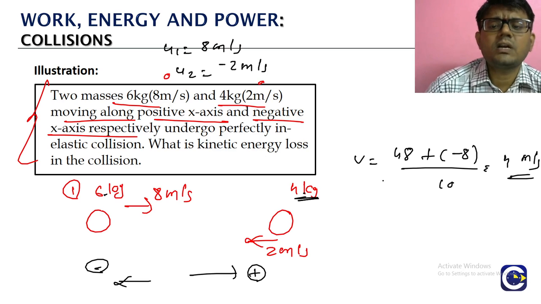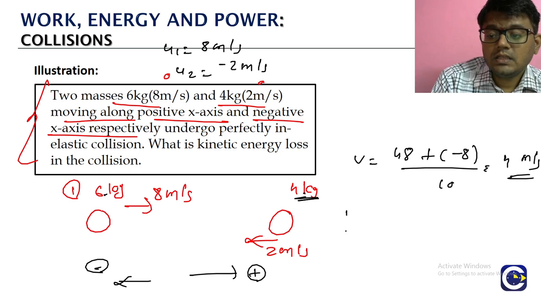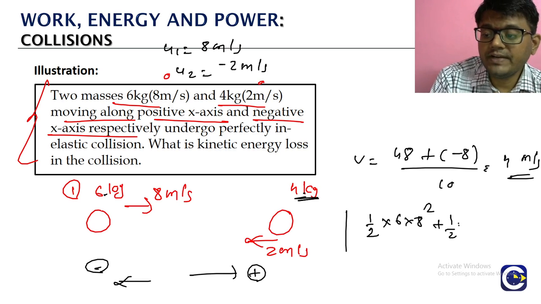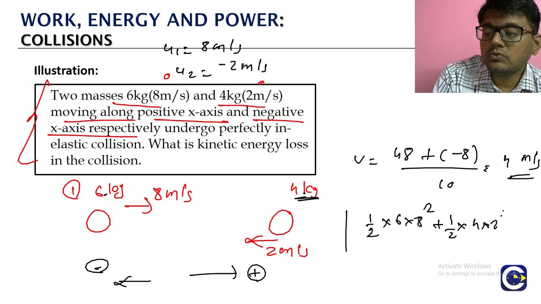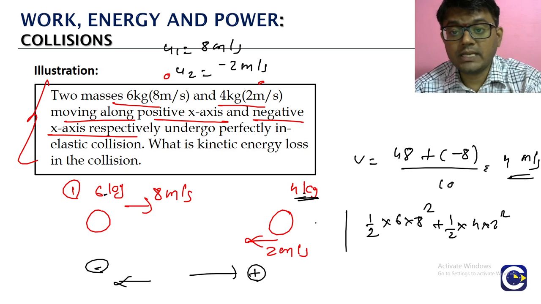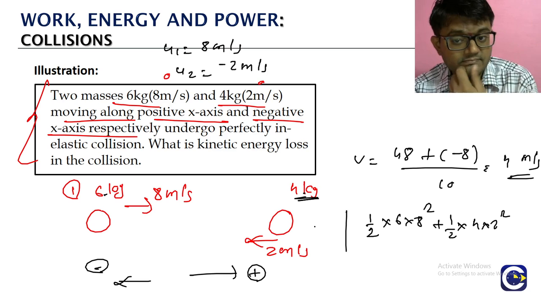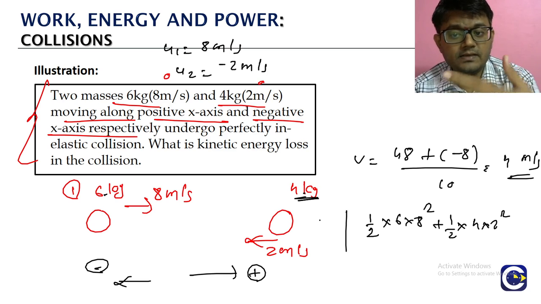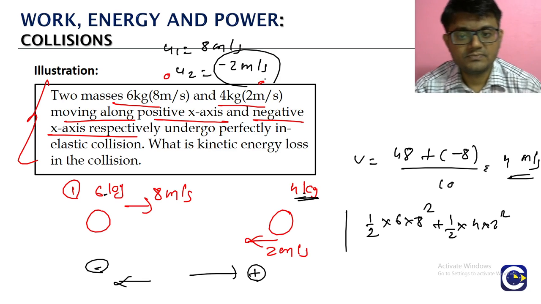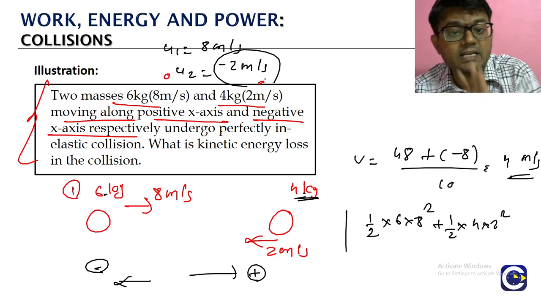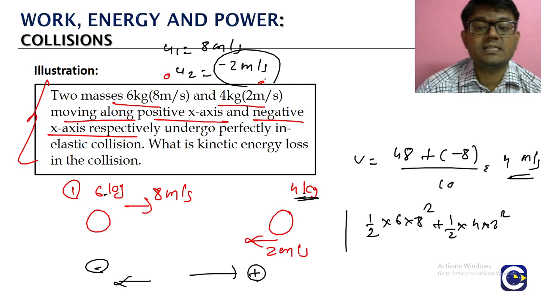From there we have to calculate the loss of kinetic energy. The initial kinetic energy is half into 6 into 8 square plus half into 4 into 2 square. Observe one thing: the sign convention comes in momentum, but the sign convention concept does not come in kinetic energy. Why? Because kinetic energy is a scalar quantity. If we square the velocity, even the minus becomes plus. The sign convention concept will not be there for the kinetic energy part.